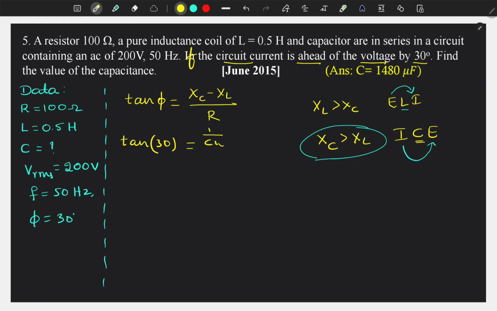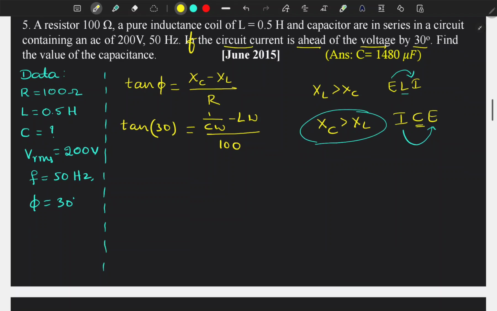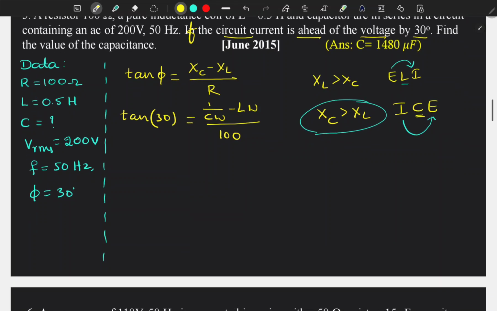XC is 1 by C omega, XL is L omega, divided by R value is 100. So here omega is 2 pi f. Tan 30 degree is 0.5, or 0.57 also you can write. That is equal to 100. I can multiply this side. 100. That is equal to 1 divided by C omega minus L omega.